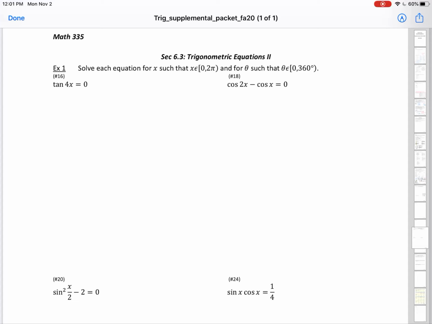Welcome to section 6.3. In this section, we're going to continue our investigation of trigonometric equations. They call this trigonometric equations 2, and so they're going to expand our experience a little bit. What you're going to know in each one of these is it's not just going to be sine of x or cosine of x. Oftentimes it's like this first one where it's a 4x involved.